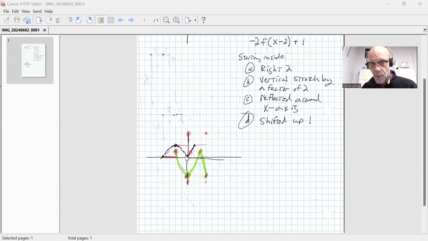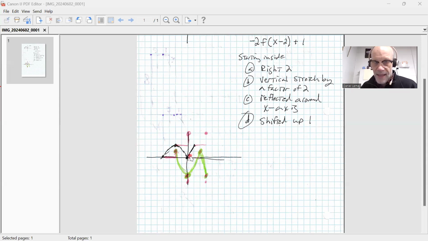So the next point. I'm going to move it right 2. I'm going to stretch it by a factor of 2. So 2 times 2 is 4. Then I'm going to reflect it around the x-axis. So it gets kicked down here to negative 4. And then I move it up 1. So that's how I plotted that next point.